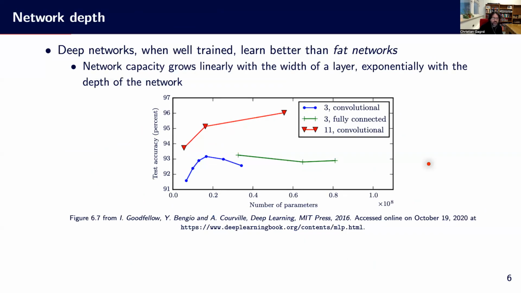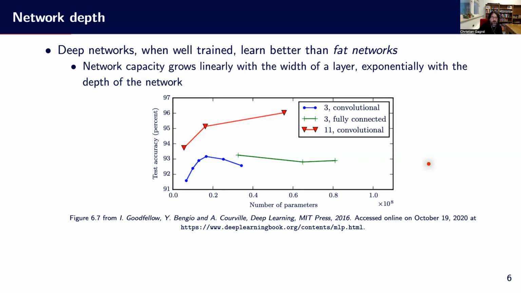And as such, what we saw is that deep networks, when they are well trained, are much better at learning than what we call fat networks. Fat networks are, in fact, networks that are not really deep, maybe with 2, 3 hidden layers, but with many neurons on each layer. So they are quite large compared to deep networks that should be deeper.